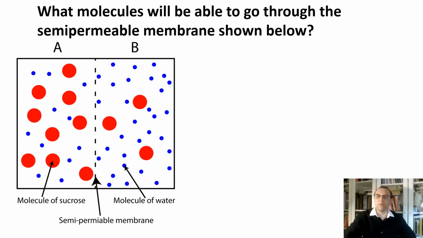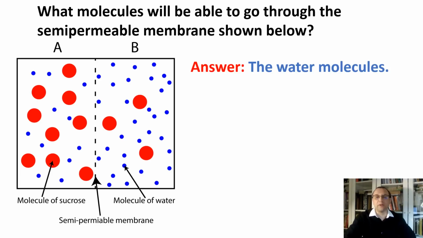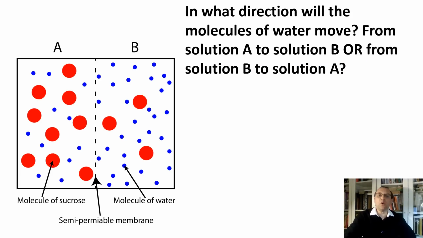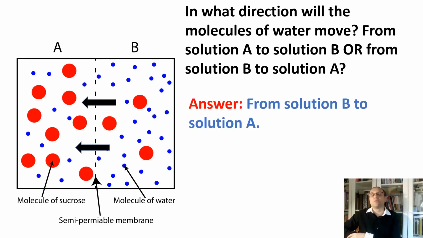Look at the diagram. What molecules will be able to go through the semi-permeable membrane shown on this slide? The water molecules. In what direction will the molecules of water move? From solution A to solution B or from solution B to solution A? Pause if you have to think a bit. The answer is from solution B to solution A. This is because in comparison to solution A, solution B has more molecules of water. And as you remember, molecules move from an area of high concentration to an area of low concentration.